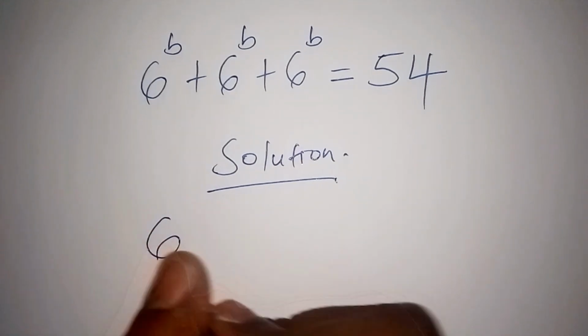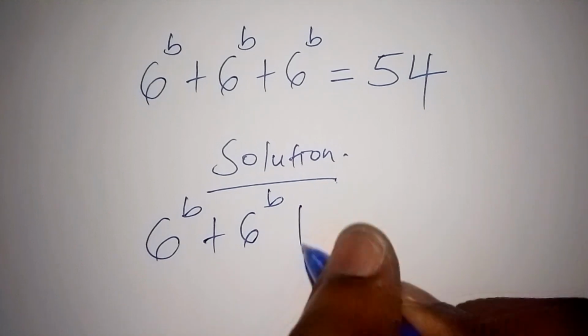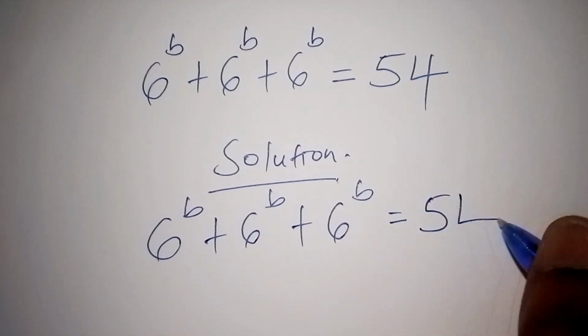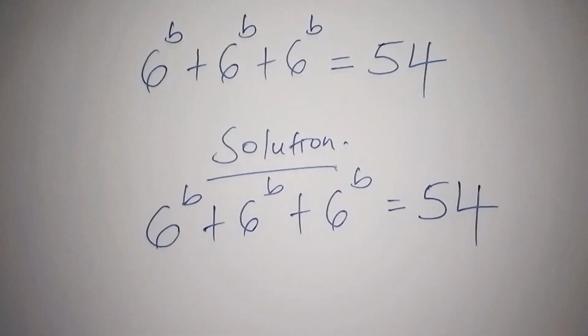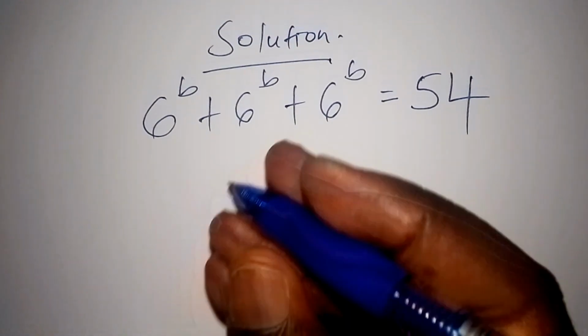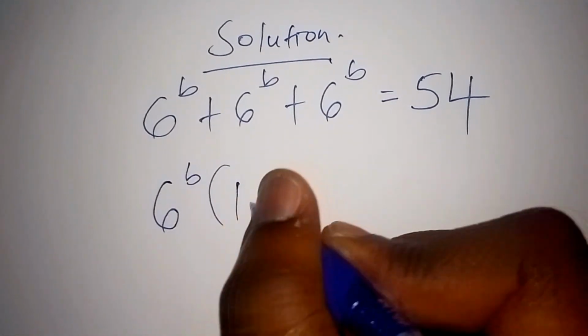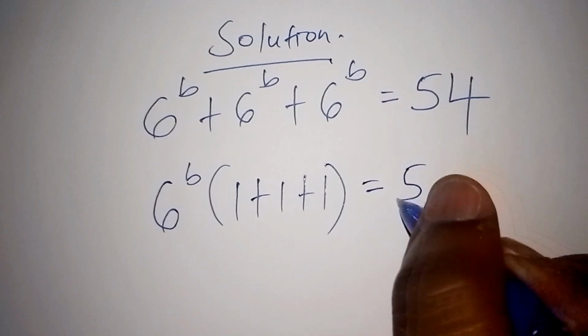So now we have 6 to the power of b plus 6 to the power of b plus again 6 to the power of b is equal to 54. So our idea now is to find the value of b. In this case, since 6 to the power of b is similar, we need to factorize it. So here we shall need 6 to the power of b, then into bracket 1 plus 1 plus 1, close the bracket, is equal to 54.